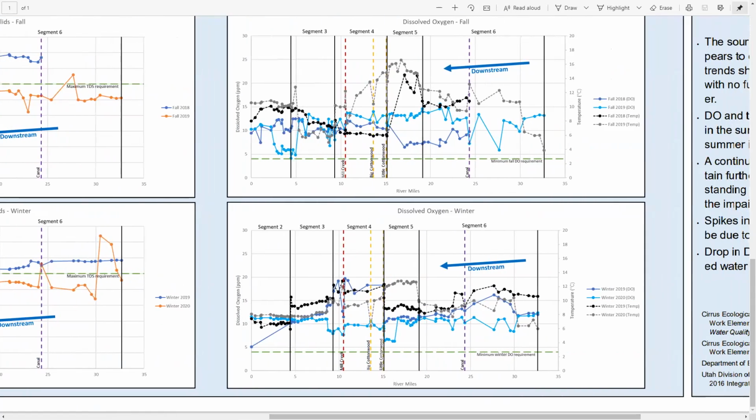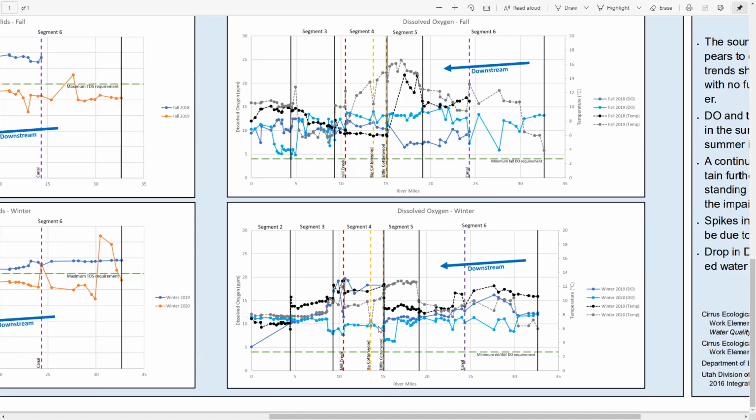For dissolved oxygen and temperature, we see that winter dissolved oxygen shows no samples taken below the minimum standard set by the UDWQ. A decreasing trend downstream with spikes at the tributaries were noted.